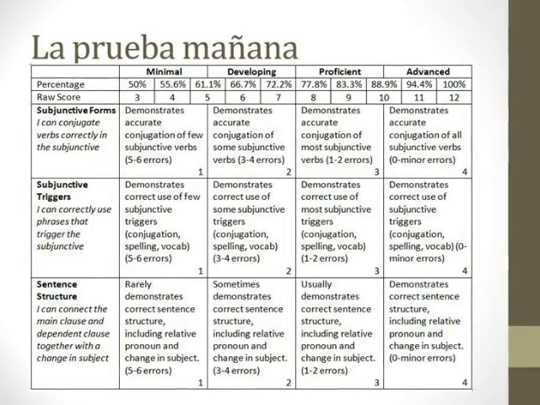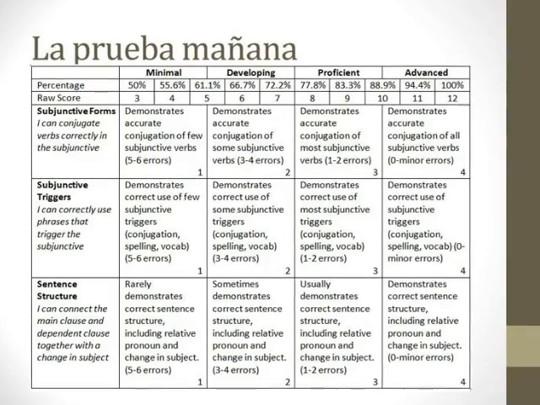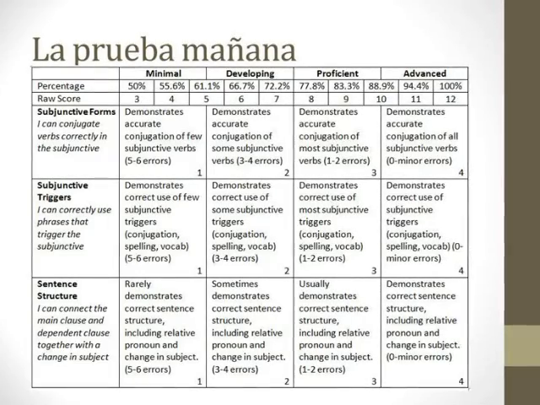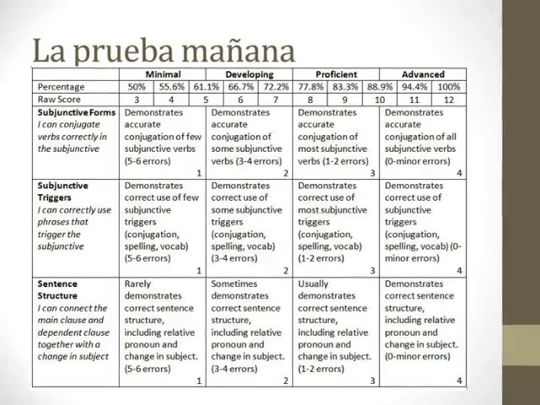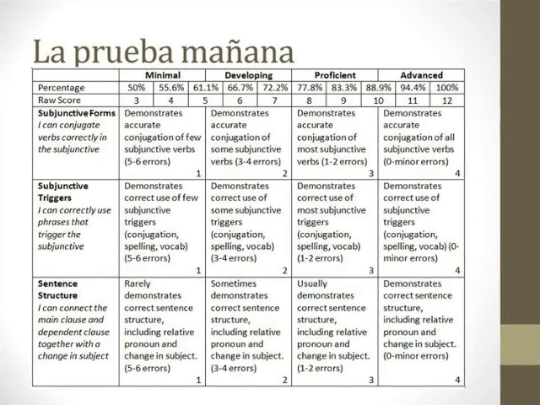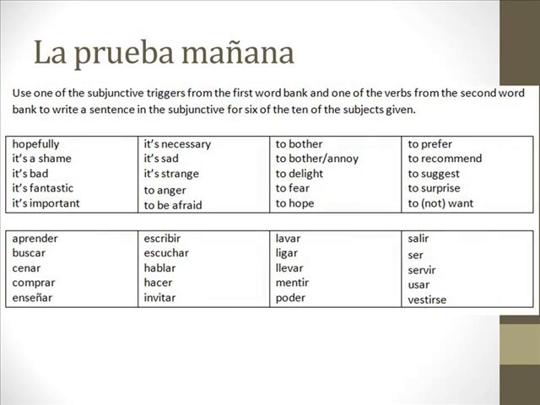You can't say quiero que yo vaya, because that would just be quiero ir. You have to say quiero que somebody else vaya. Change in subject on all of your sentences. I will give you these prompts to help you, and you'll have this to use as a word bank.